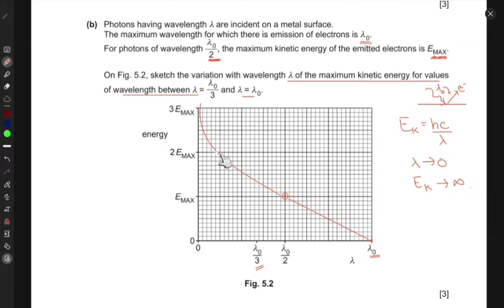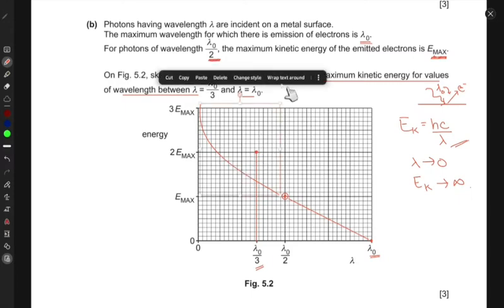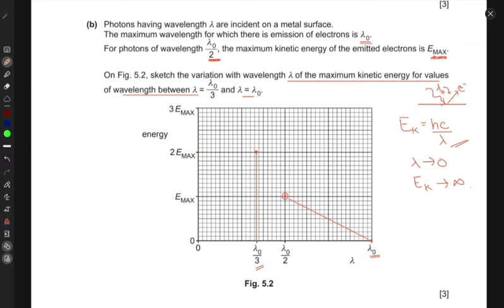A slight correction over here would be that at lambda naught by 3, we would observe 2 times E maximum according to this expression. So this curve, let me redraw this one, should look something like so. This is how it would look. Here it's going towards infinity, and here it's a decreasing gradient curve, and then at this point, because it's an inverse relation between EK and lambda, it is just a straight line that's going downwards.